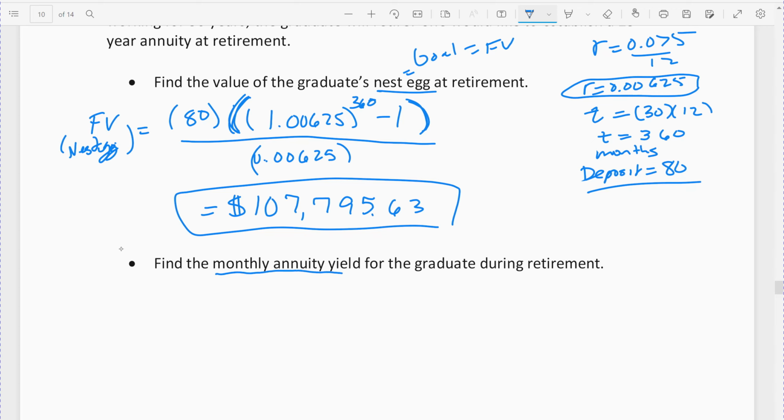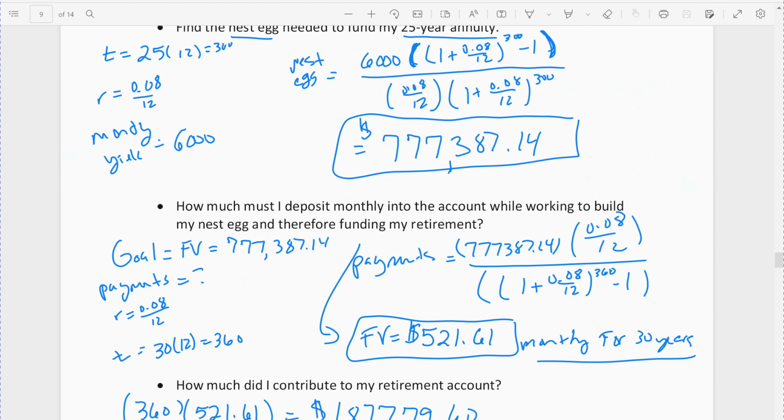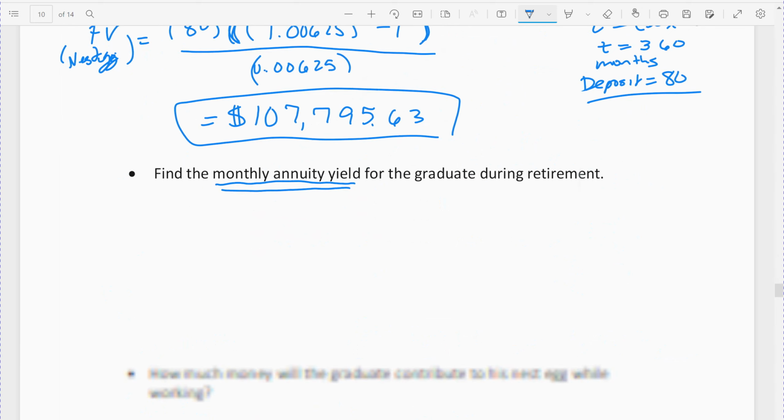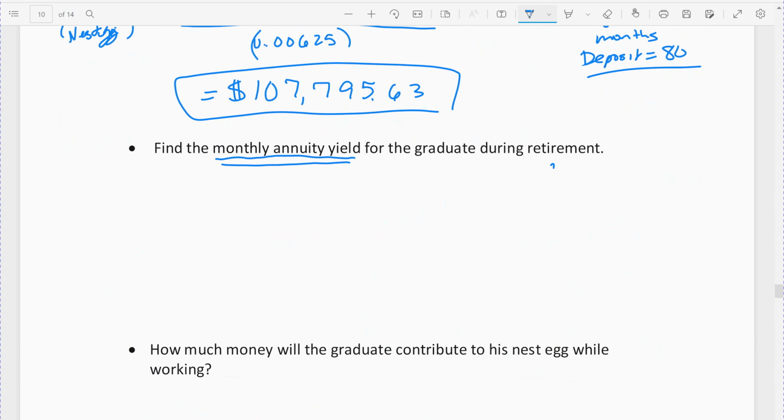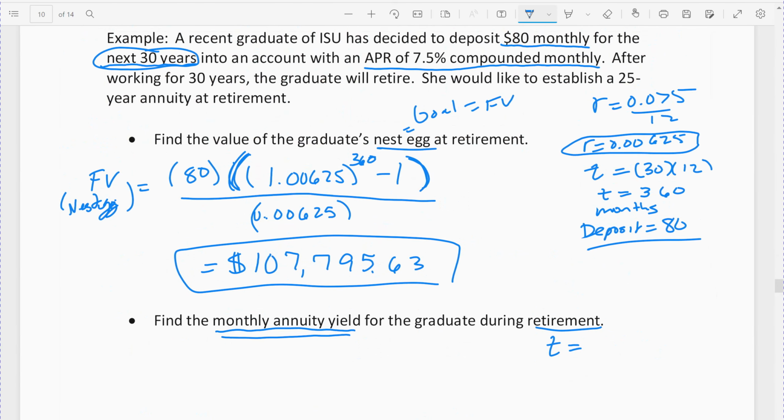So then how much can we pull out from this retirement plan, this particular nest egg? All right, so what would be the monthly yield? So this is now going to be using the monthly yield formula. So a different T, because it's the retirement years. We're retiring for 25 years, so 25 times 12, which is 300. Is my T.